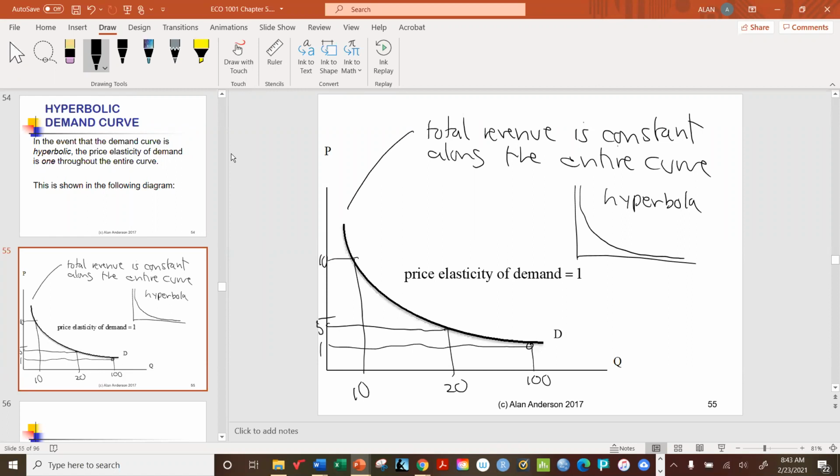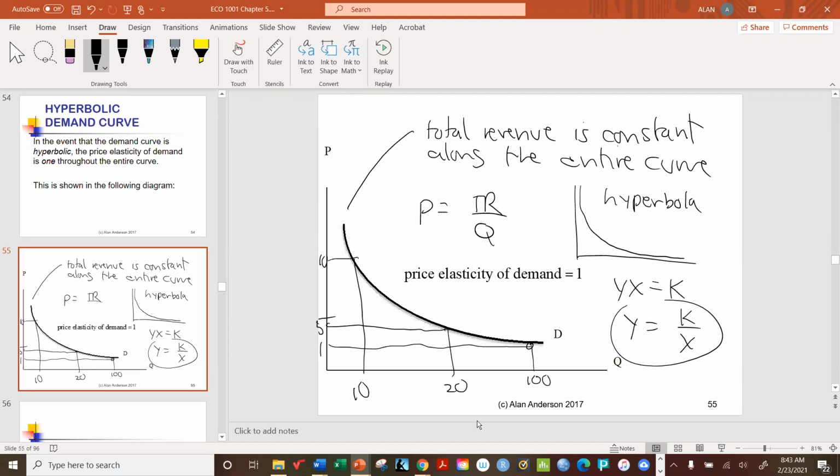And the formula, the equation would look something like this: y times x equals some constant k. So you could rewrite it as something like this, where that k would be the total revenues. So you could express this as something along those lines. So this is another bizarre case. You don't expect to really see this in practice, but it's theoretically possible. Most of the time, we're going to get those downward sloping demand curves where the elasticity does change along the curve.